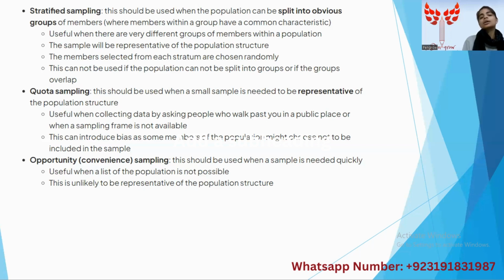But in real terms, in statistics terms, this should be only used when a list of the population, again, your sampling frame, is not available, and this won't be representative. You should know, and then you should mention this limitation, that my sample is not representative of the population structure, right?